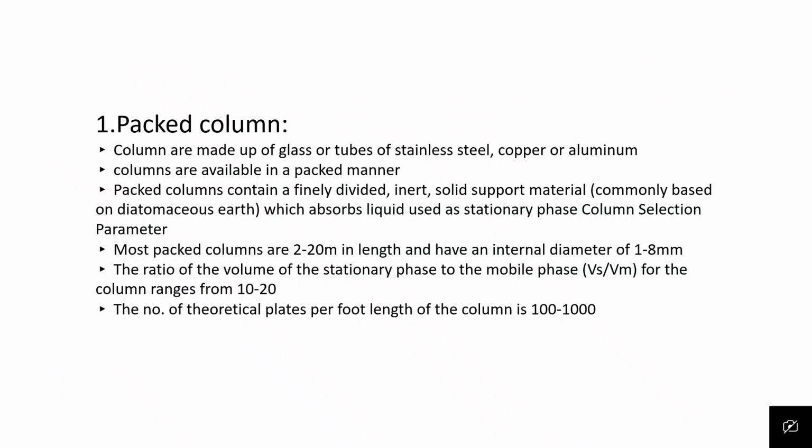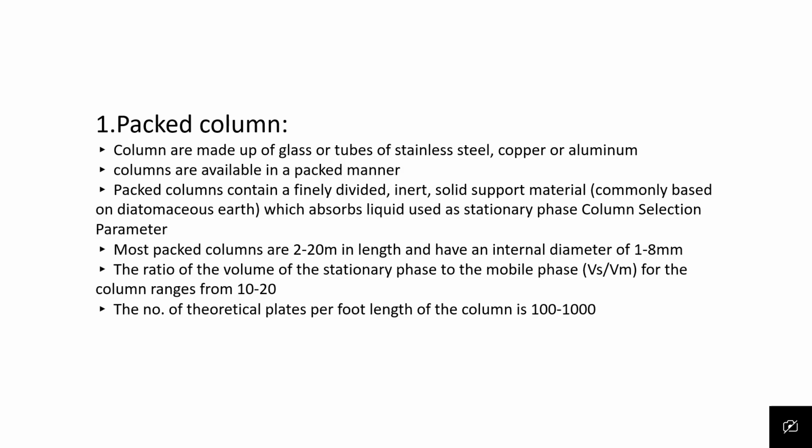First, packed column. Columns are made up of glass or tubes of stainless steel, copper, or aluminum. Columns are available in a packed manner. Packed columns contain a finely divided, inert, solid support material, commonly based on diatomaceous earth, which absorbs liquid used as stationary phase. Most packed columns are 2 to 20 meters in length and have an internal diameter of 1 to 8 millimeters. The ratio of the volume of the stationary phase to the mobile phase, Vs/Vm, for the column ranges from 10 to 20.